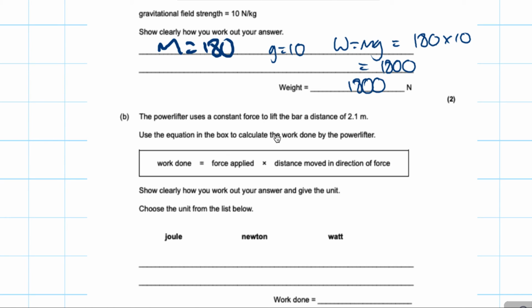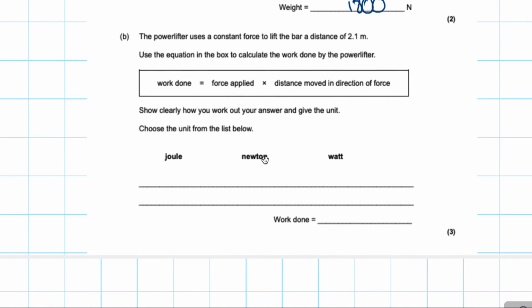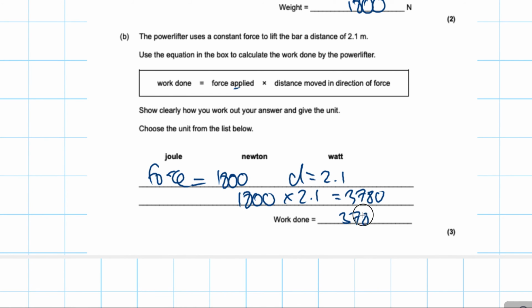The powerlifter uses a constant force to lift the bar a distance of 2.1 meters. Use the equation to calculate the work done by the powerlifter. So here, the force in this question is 1,800 and the distance is equal to 2.1. So 1,800, which is the force, times the distance, which is 2.1, is equal to 3,780. And then the correct unit, because it's work done, this is change in energy, so it's joule as the correct answer.